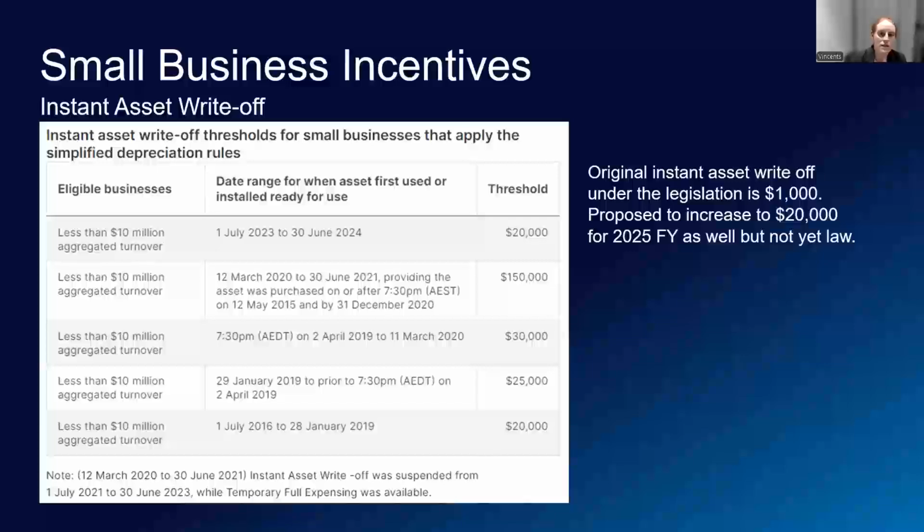So I just wanted to note that the original instant asset write-off under the legislation is actually $1,000. So that's been increased again for the 2024 financial year to $20,000. So technically, without any law implemented to keep further increasing that, the instant asset write-off limit would revert back to $1,000 each year. It has been proposed to increase it to $20,000 again for the 2025 financial year, but that is not yet law. So at this stage, $1,000 for 2025, unless it gets increased again to the $20,000.